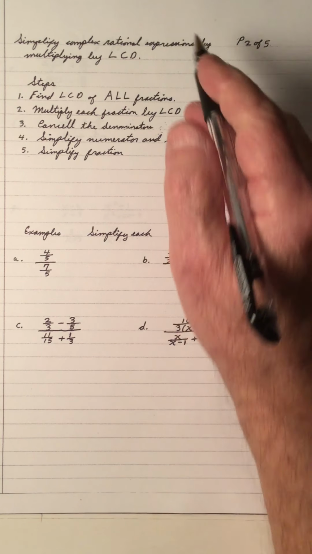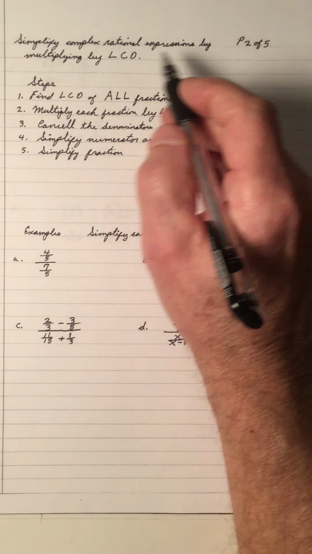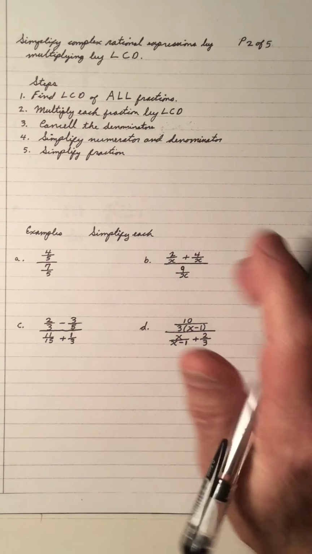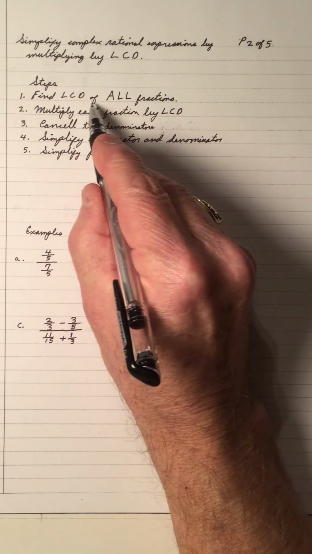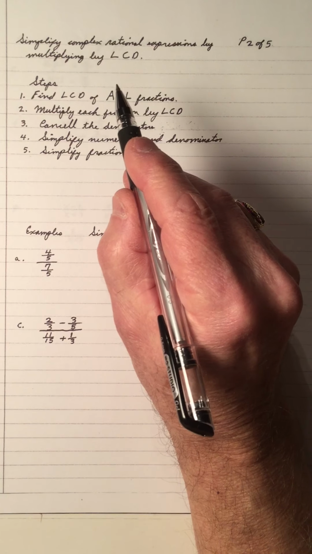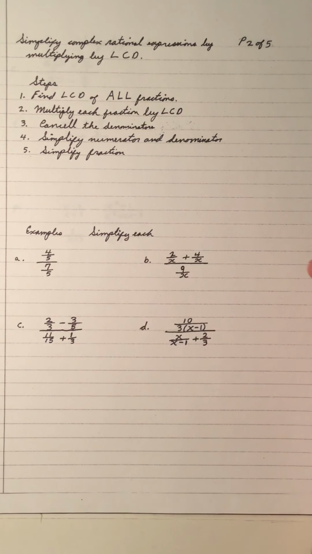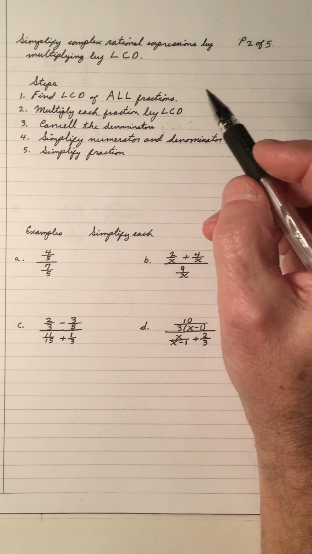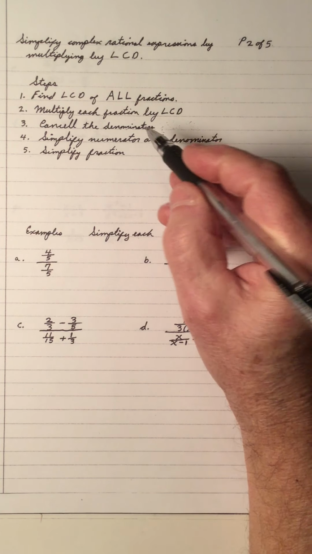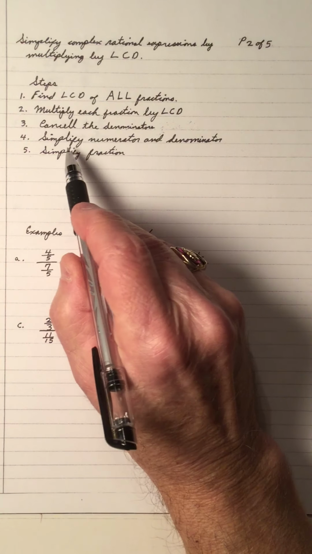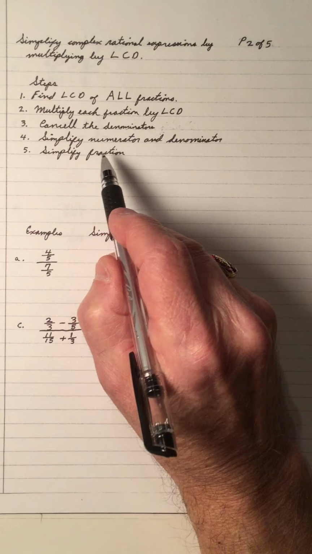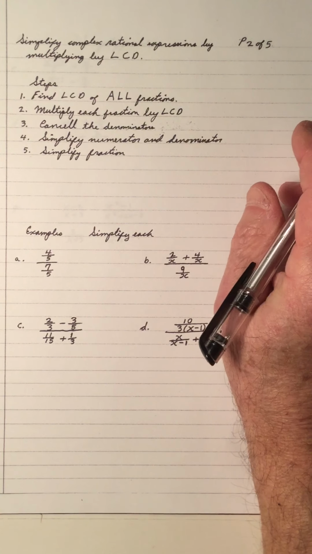Simplify complex fraction expressions by multiplying by the LCD. Let's look at the steps. The steps are: find the LCD of all the fractions. So of all the fractions we have in a complex fraction, we find the LCD of all of them. We multiply each fraction by the LCD. That means the denominators are going to cancel. Then we simplify the numerator and denominator, and then we simplify the fraction. Let me explain going through that method.